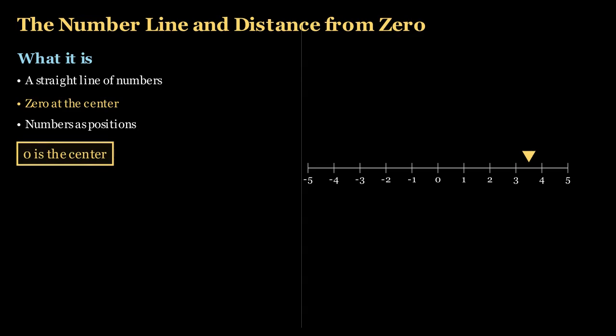same number of steps to the left. We call this road the number line. It's the simplest map of all numbers, with 0 as the starting point.